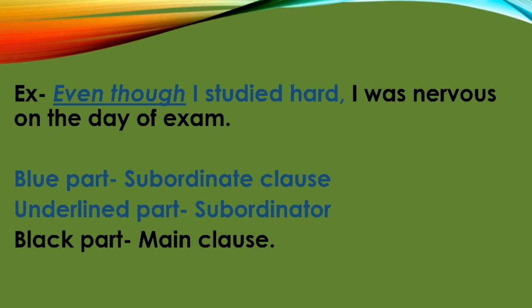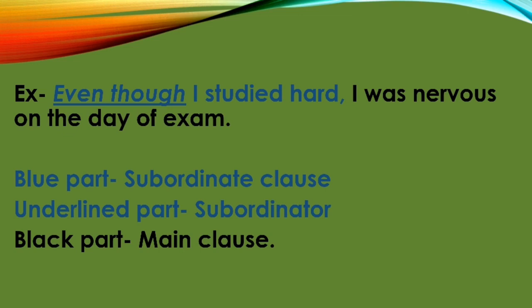Like, even though I studied hard, I was nervous. Now just see the blue part. Can you see the blue part? Even though I studied hard. It is the subordinate clause because it is not giving a complete meaning, right? But in this underlined part, even though is the subordinator because it is introducing the subordinate clause, and the black part is the main clause because it is giving a complete meaning.